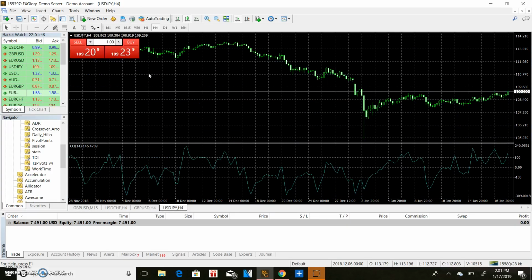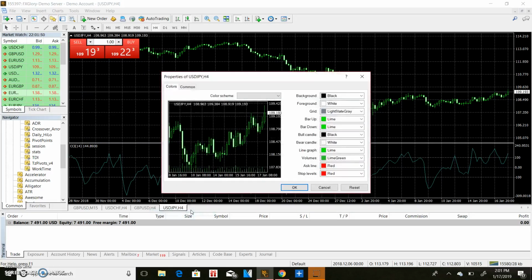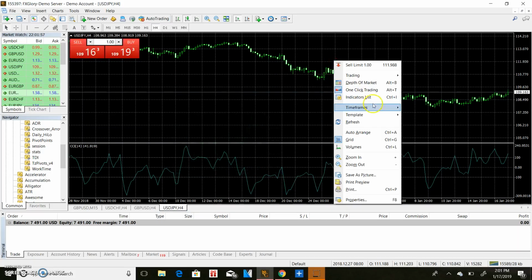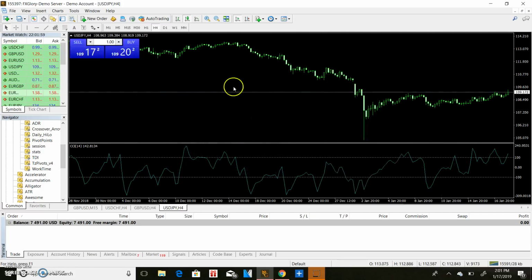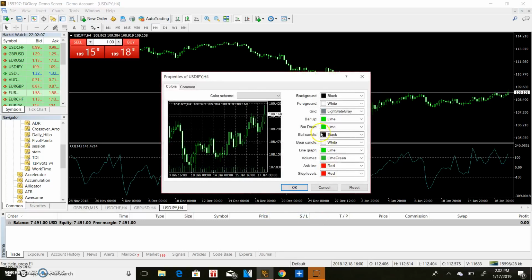The first thing you want to do when you get on here is right click and go down to properties. Well, before you do that, right click again and click grid. Take the grid off. Those are those lines right there. You want to take those off, and then right click again, go to properties, and then you can go in here and change these colors.